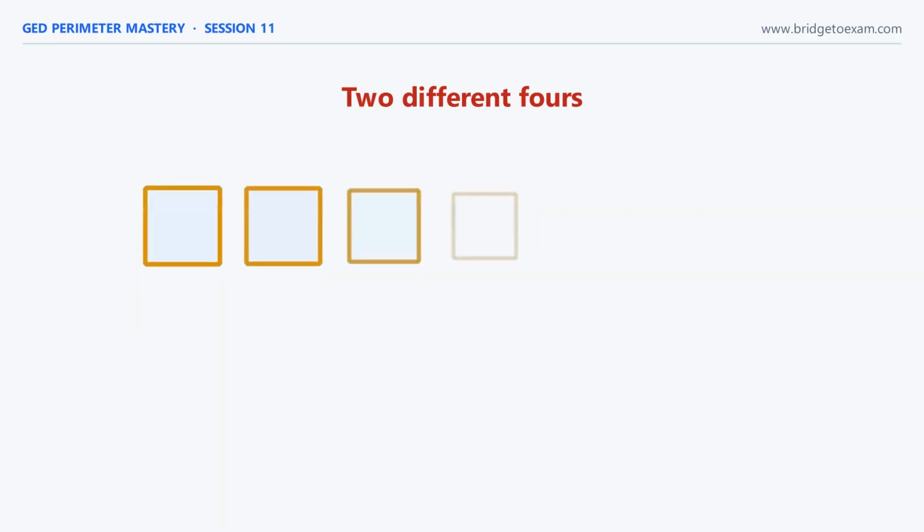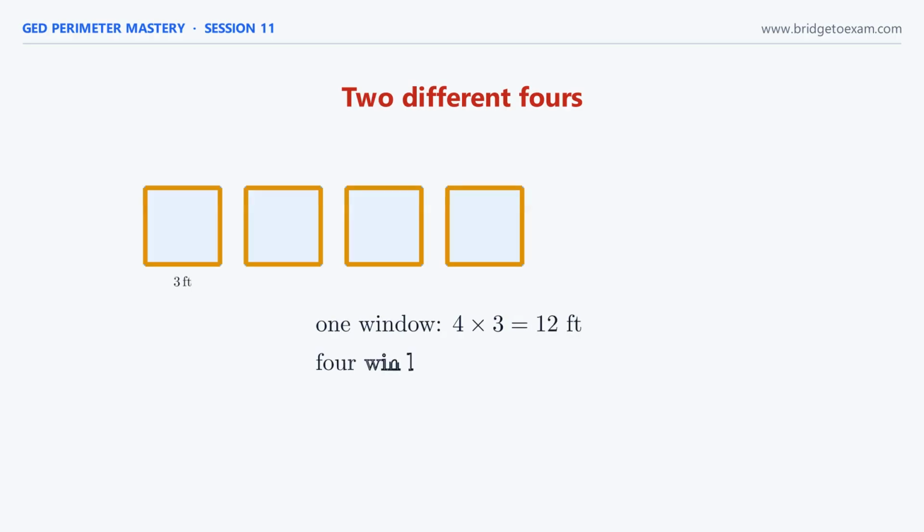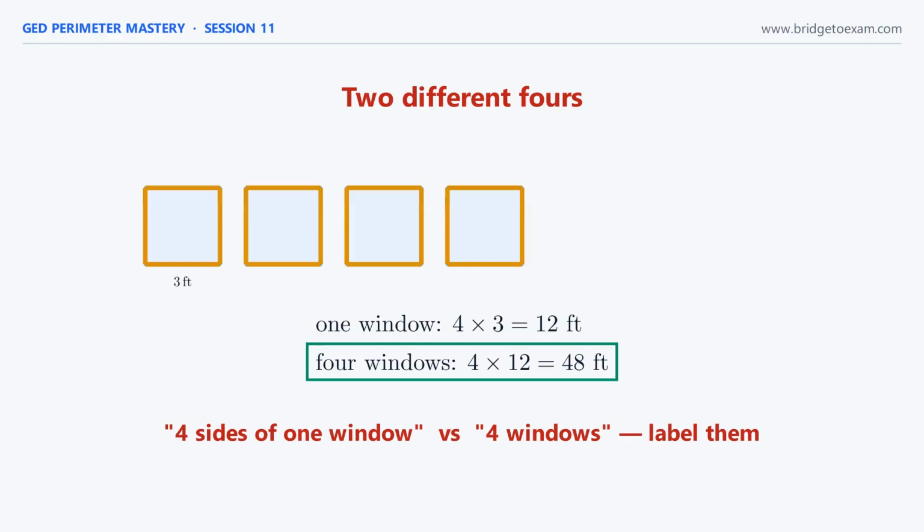Watch this one. 4 identical square windows, each side 3 feet, all need trim. 1 window needs 4 times 3, 12 feet. 4 windows need 4 times 12, 48. 2 different 4s, doing 2 different jobs. 4 sides of 1 window and 4 windows.